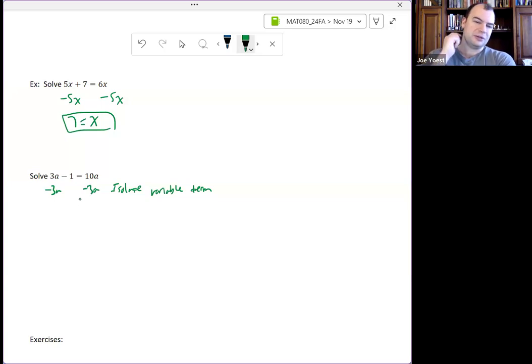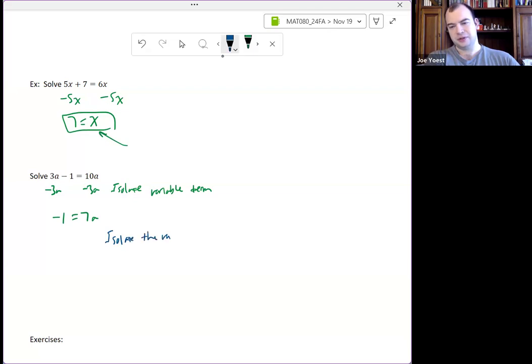To get rid of the 3a on the left side, I'm going to add its additive inverse, or subtract 3a, and I'm going to do that to both sides. 3a minus 3a makes 0, and then minus 1. On the right side, I have 10a minus 3a, or that is 7a. Now I see that I'm not quite as fortunate as I was up here. I have 7a equals -1. I don't quite have a solution yet. I do need to do one more solution step.